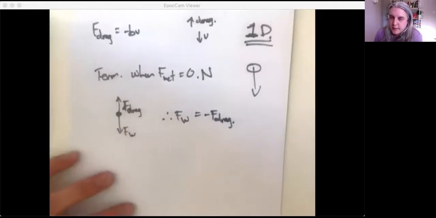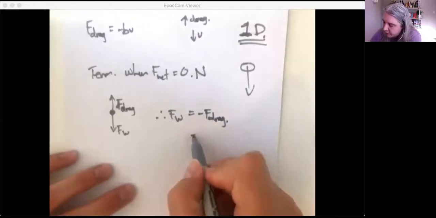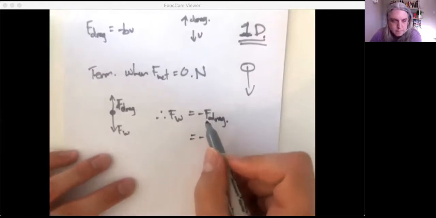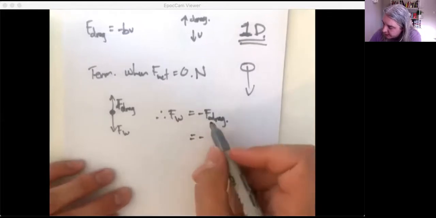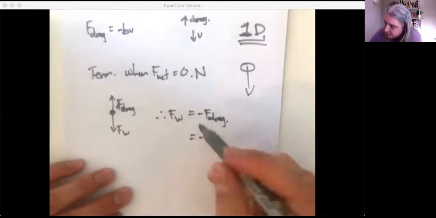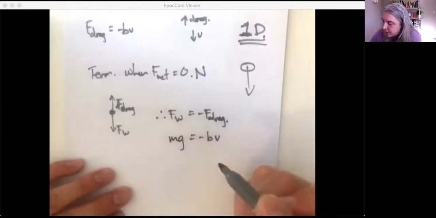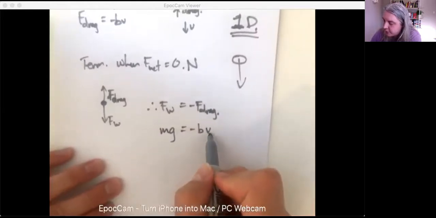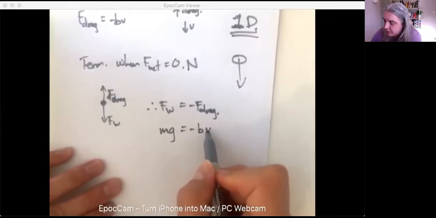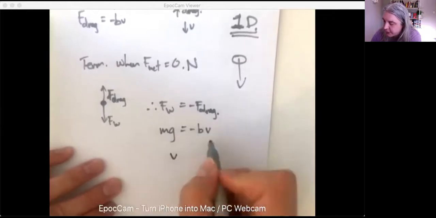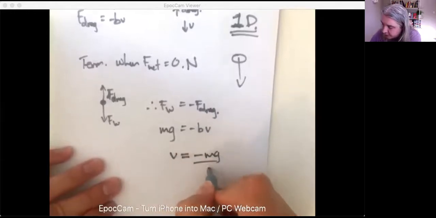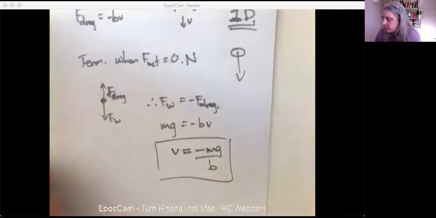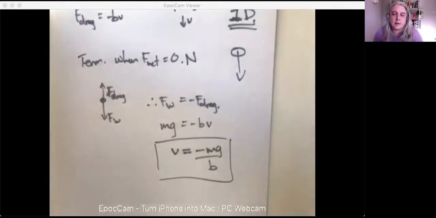We've been told that the drag force, though, is equal to negative bv. Right, so F drag is negative bv. F weight, we already know, is mass times gravity, but we've been asked to find this terminal velocity. So what is the velocity that makes this equation true? Well, we can just divide by negative b. We get negative mg over b. That is our answer. Terminal velocity occurs when negative mg over b is the velocity.